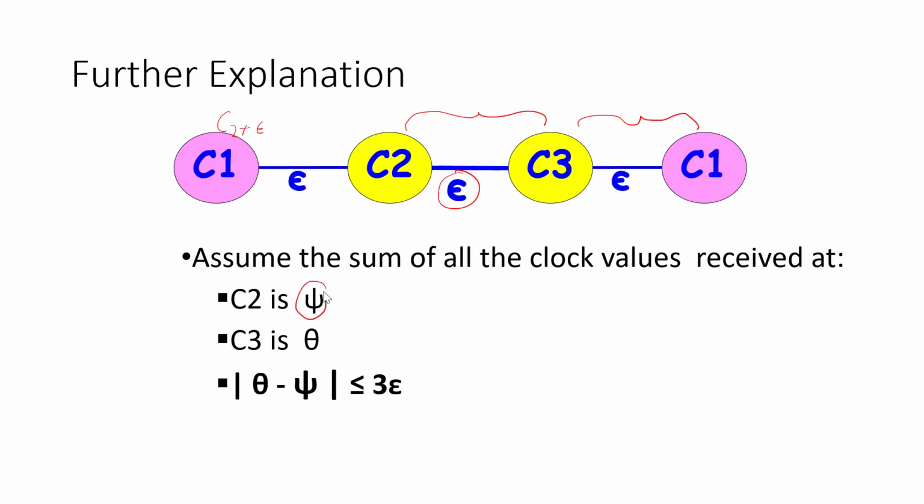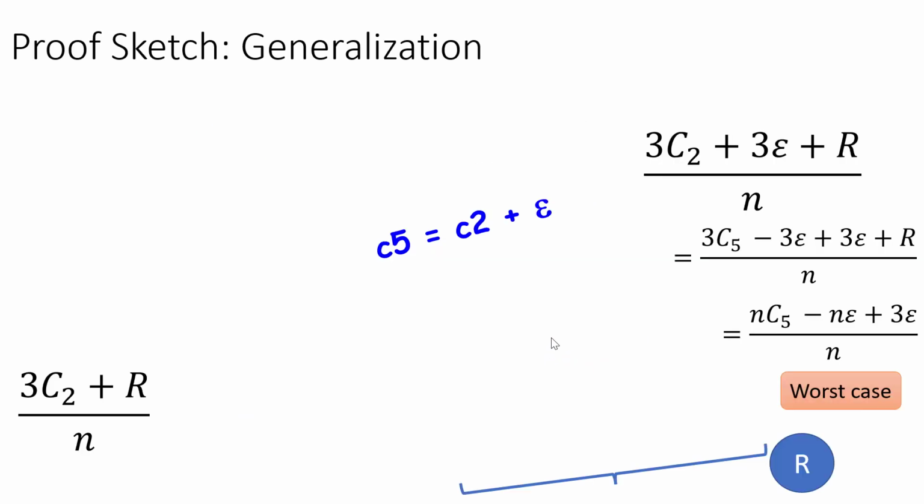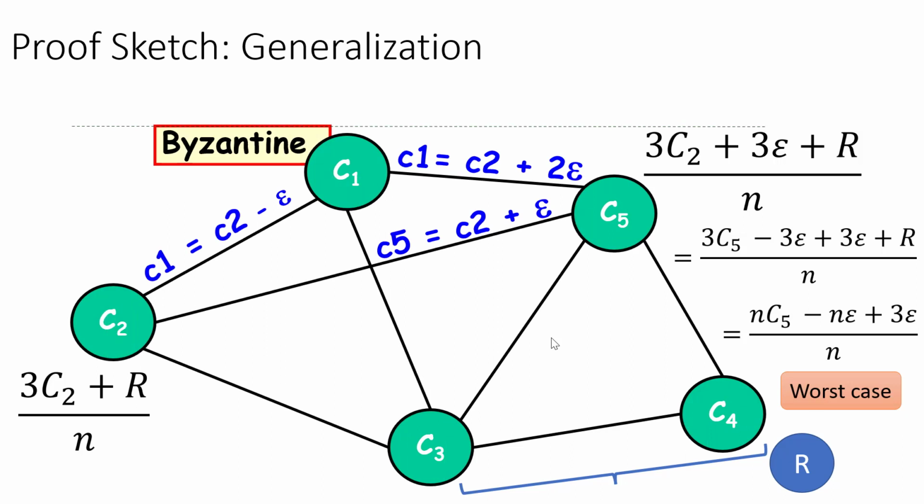So as we have seen in the derivation, if the sum at C2 is phi and the sum at C3 is theta, then their difference is bounded by 3 epsilon. And if there are n nodes, then by averaging, the difference will be bounded by 3 epsilon by n for a single clock. So in this case, I am showing something quite similar, very much in line with what we discussed.